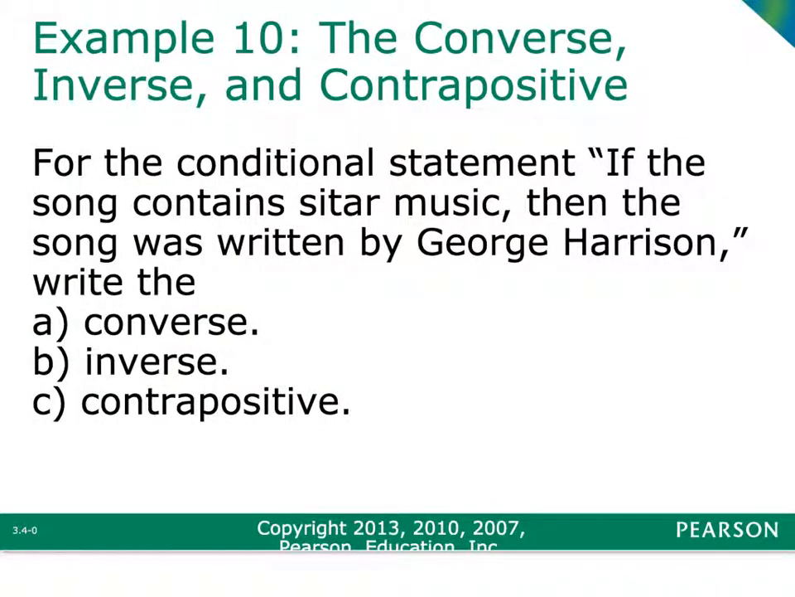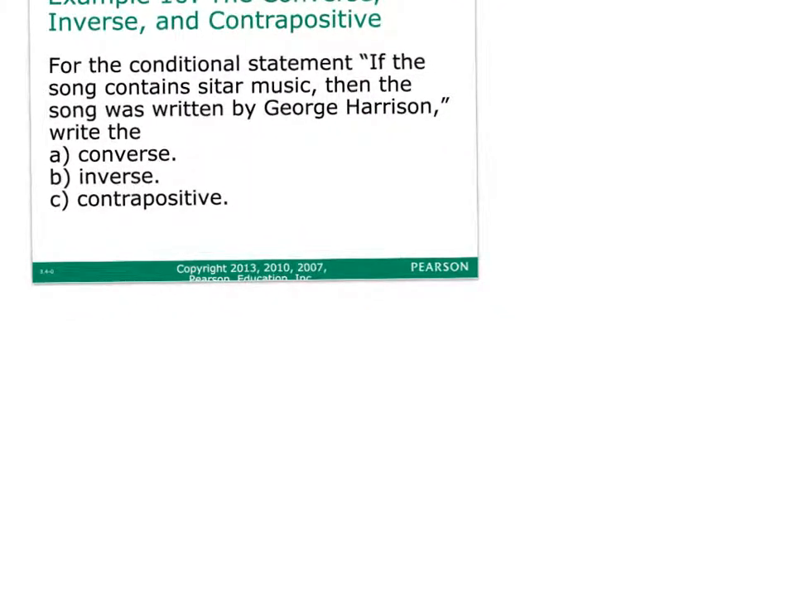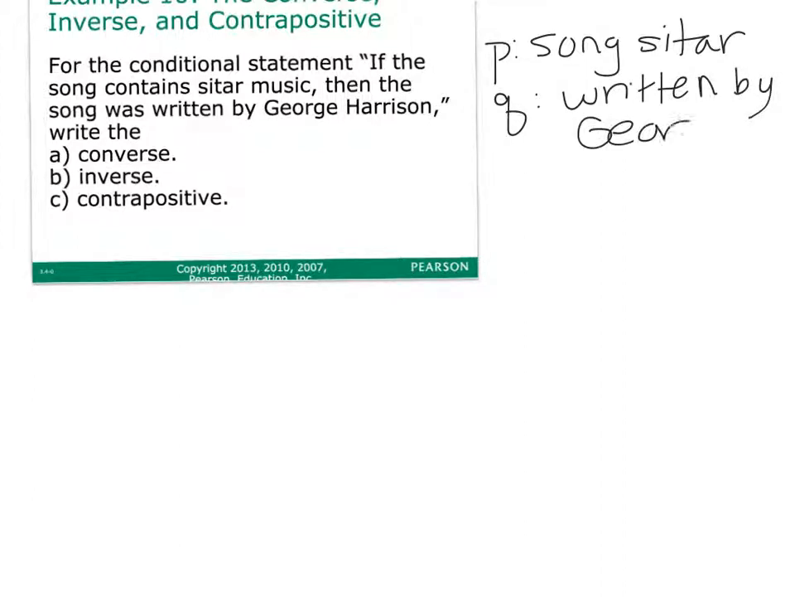Okay, so last example. For the conditional statement, if the song contains sitar music, then the song was written by George Harrison, write the converse, the inverse, and the contrapositive. I will tell you before you do this, you need to translate the original expression or you're going to be all messed up, okay? So the original expression says, if the song has sitar, then the song was written by George Harrison. So let P be that the song has sitar, and let Q be that the song was written by George Harrison. The original statement is an if-then statement, so that's the conditional: if P, then Q.